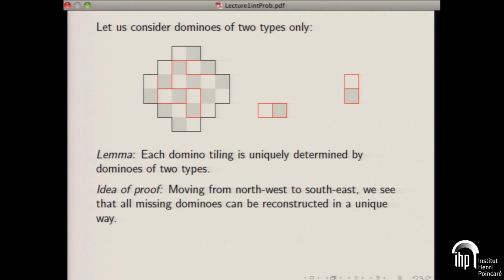So let us move from northwest to southeast. So first, let us look at these three boxes. So what can we say about these three boxes? So I fixed these two types of dominoes.